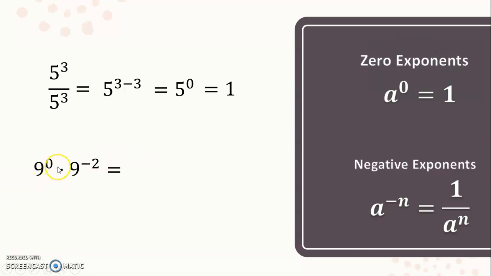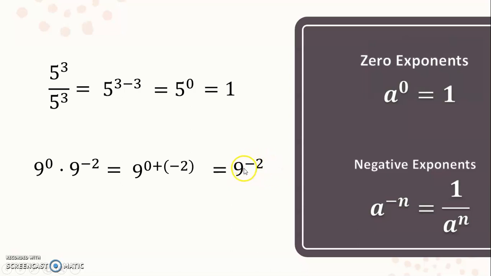9 raised to the power of 0 times 9 raised to the power of negative 2. I have those same base numbers, so I apply one of my product properties that tells me that I need to add my exponents. I just copy my base 9 and I add 0 plus negative 2. And how much is 0 plus negative 2? Well, it's just negative 2. So I have 9 raised to the power of negative 2.